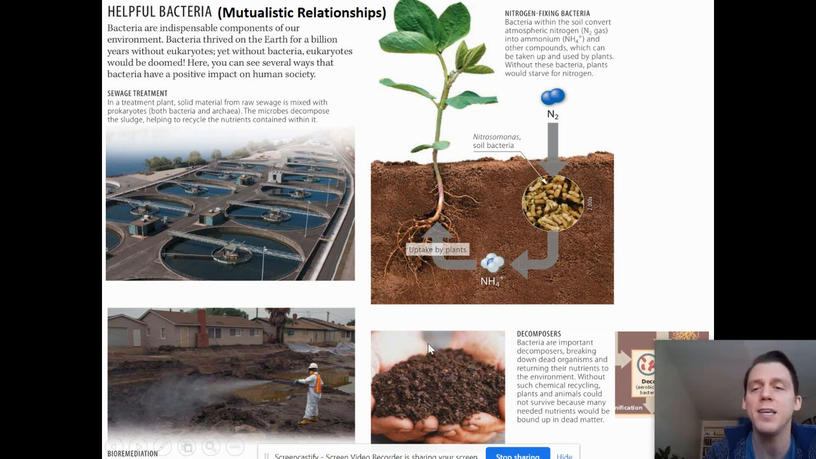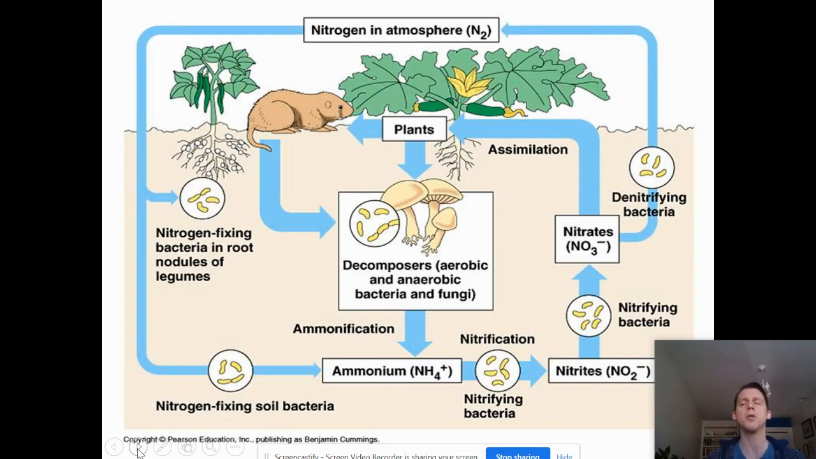Bacteria can help us decompose certain things. So we need bacteria as decomposers. That's another important role of bacteria. Here we have an example of nitrogen fixing. So bacteria taking nitrogen from the air and putting that nitrogen into the soil for plants to use so that we and other animals then can eat those plants.